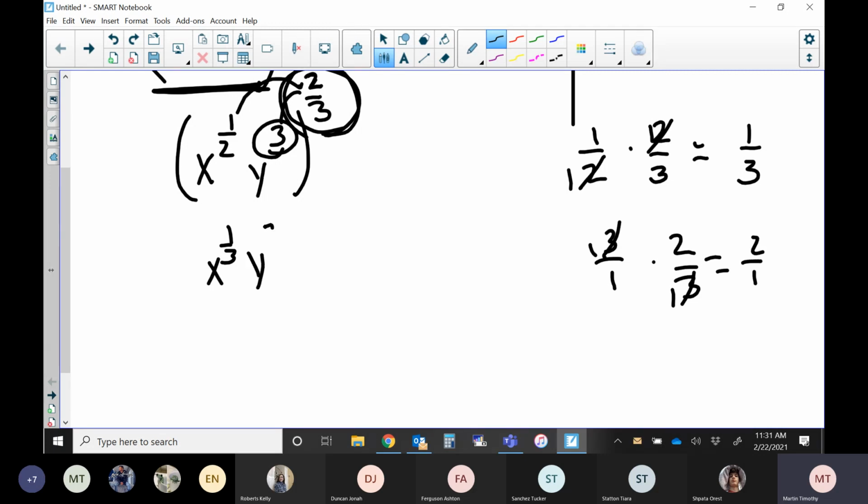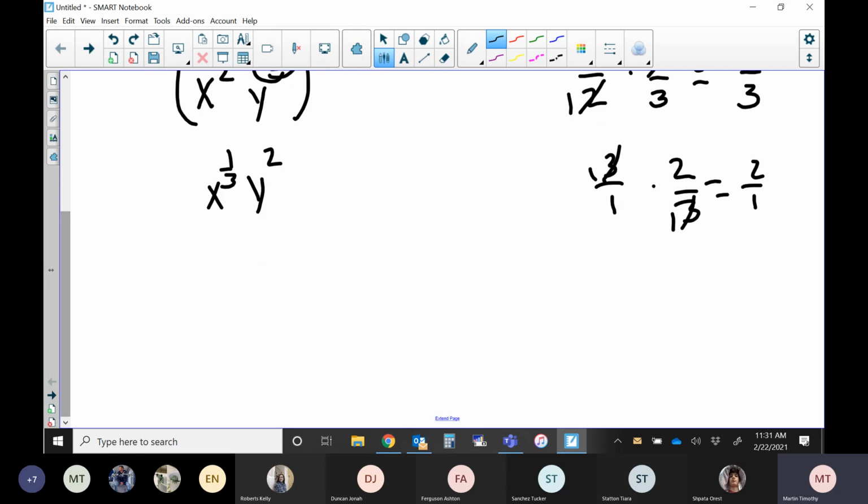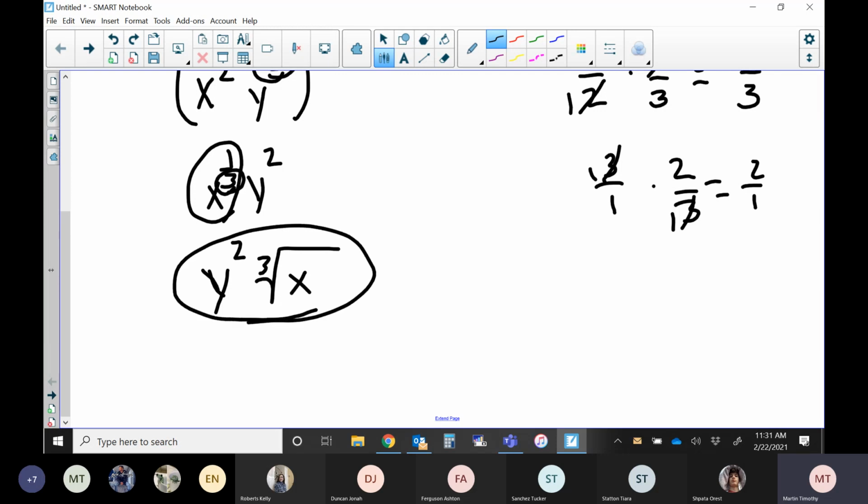So y is to my second power. And then finally, we don't like the way this looks. We want to change that to radical form. So I'm going to pull the y squared first. And then this is the index, so it's going to be the third root of x. And so that would be my final answer for that one. Are there any questions on what I've gone over so far? No.